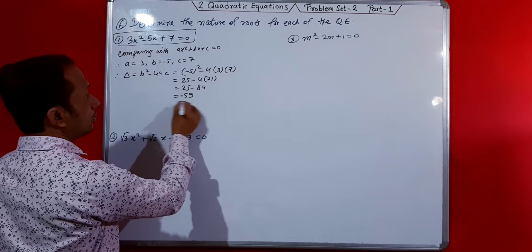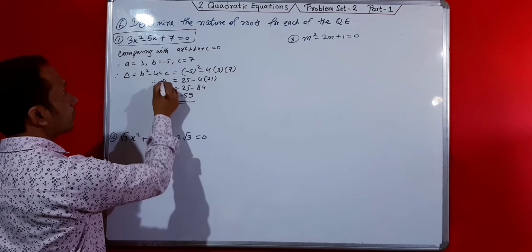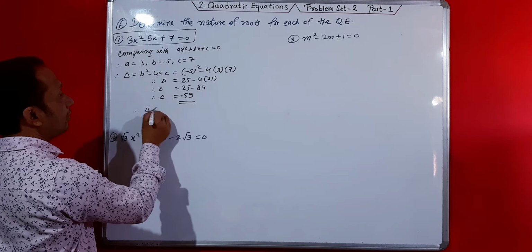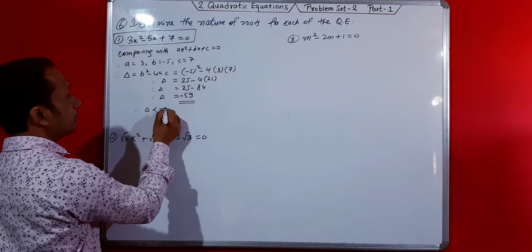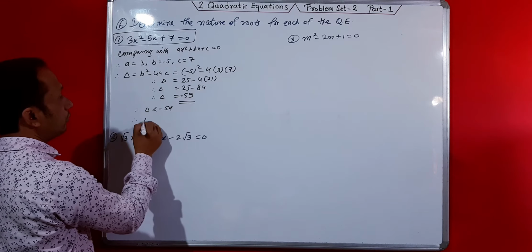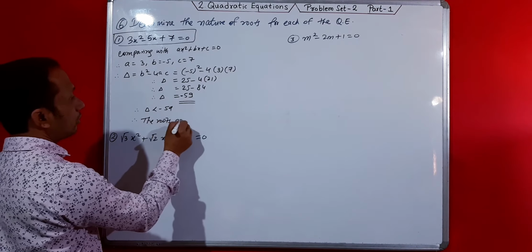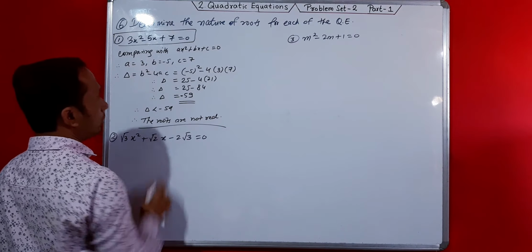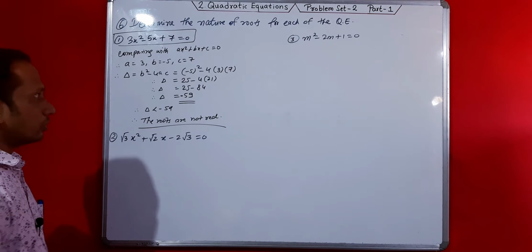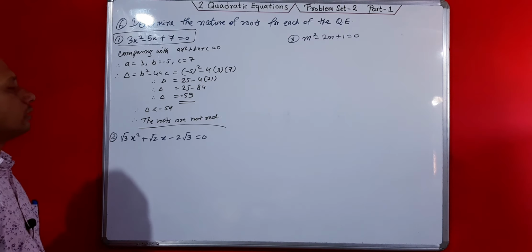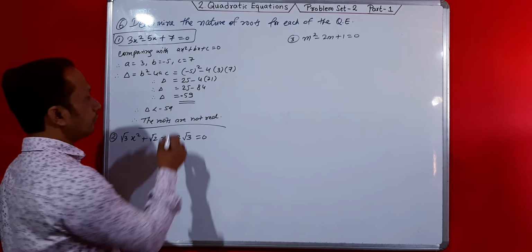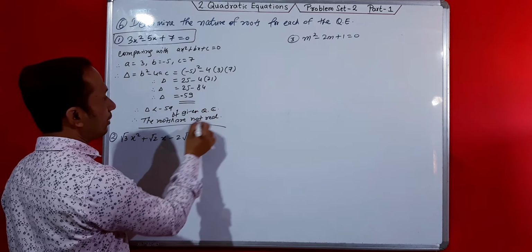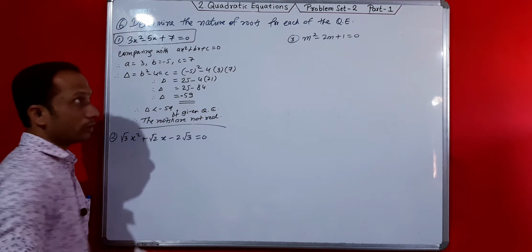Therefore delta is equal to minus 59, so delta is smaller than 0. Therefore the roots are not real. I'm just writing in short, you don't write in short. You have to write: the roots of the given quadratic equation are not real.